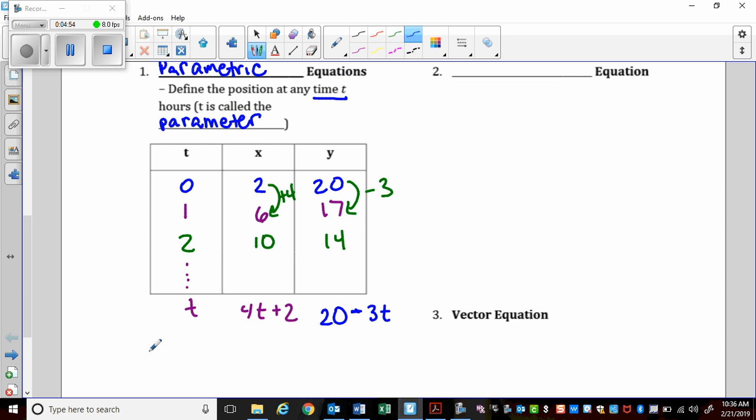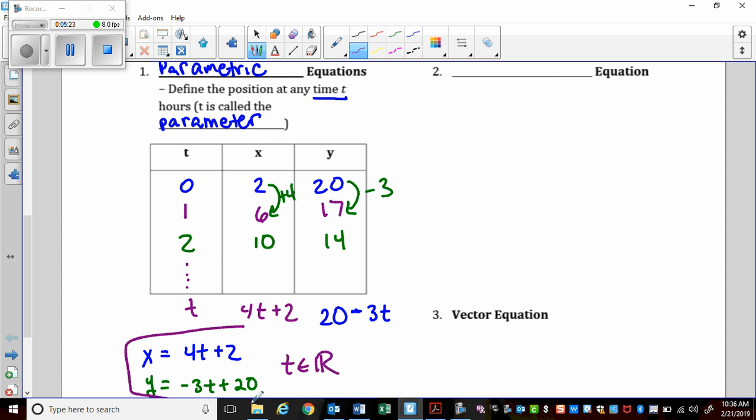So I have a parametric equation that is x equals 4t plus 2, and y equals, you can put this first if you want, negative 3t plus 20. Doesn't matter, as long as the 20 stays positive and the 3t stays negative, as long as t is a real number. Okay? This is our parametric equation. This is how easy it is.